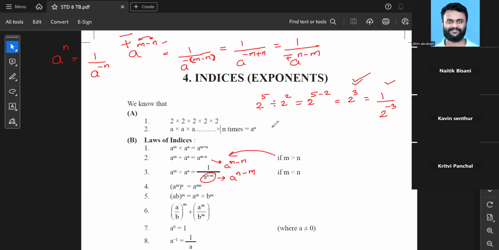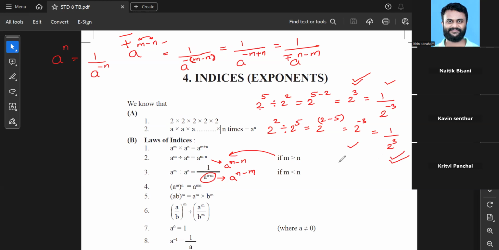Similarly, if your number was like this, 2 raised to 2 divided by 2 raised to 5, now when you try to divide them straight away, it will become 2 raised to 2 minus 5. That will give you 2 raised to minus 3. If I take the reciprocal of that, that will give you 2 raised to plus 3 in the denominator. Now, this is also correct and this is also correct. But since this has a negative sign, we are not so comfortable with it. So we will prefer this one to be our final answer. Do you understand me?